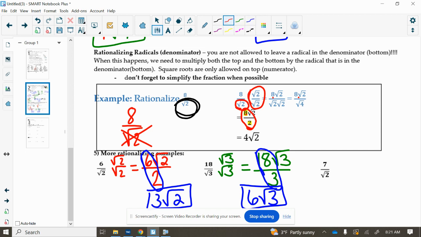Last but not least, we have a square root of 2 again. Square root of 2 times square root of 2 is 2. 7 square root 2 in the numerator. This time when we look, can we simplify this? 7 divided by 2 cannot be simplified. So we would just leave that because 7 is not divisible by 2. We just leave it as 7 square root 2 over 2.